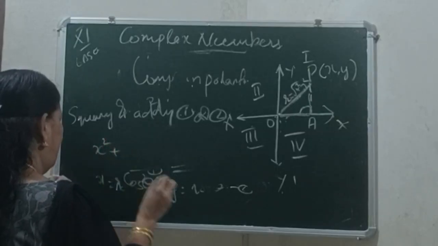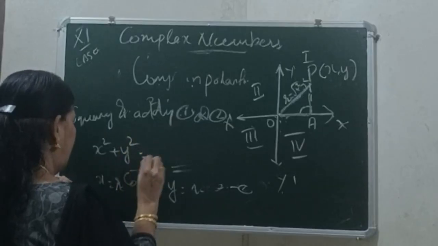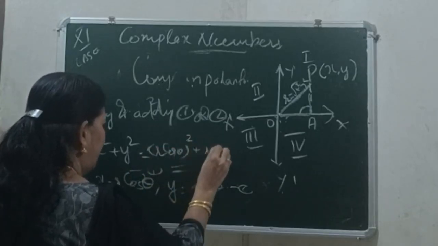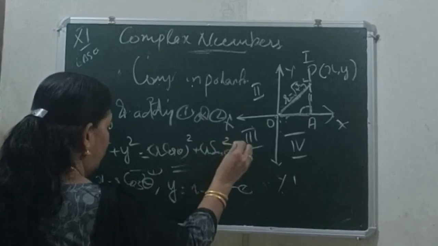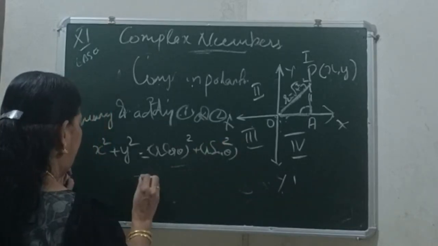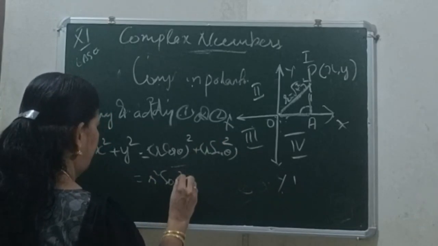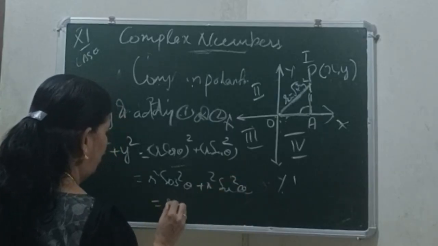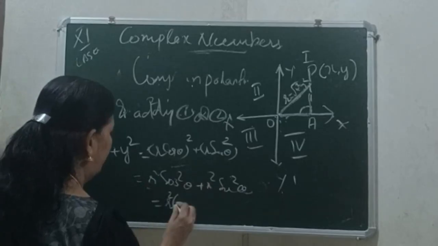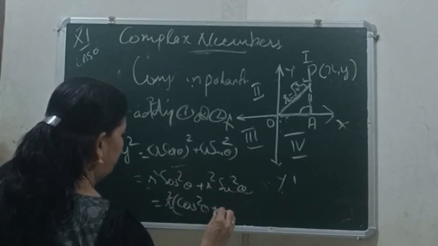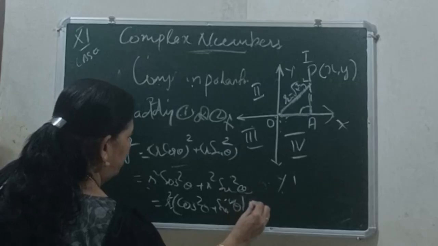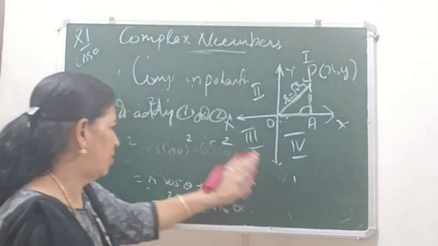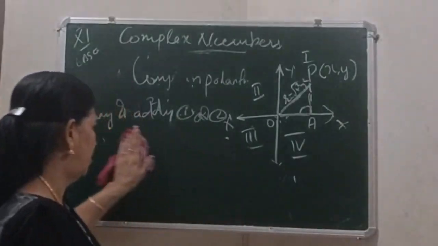Left side x square plus y square equal to r cos theta the whole square plus r sin theta the whole square. That is equal to r square cos square theta plus r square sin square theta, equal to r square common, into cos square theta plus sin square theta, equal to r square into 1. That is x square plus y square equal to r square.